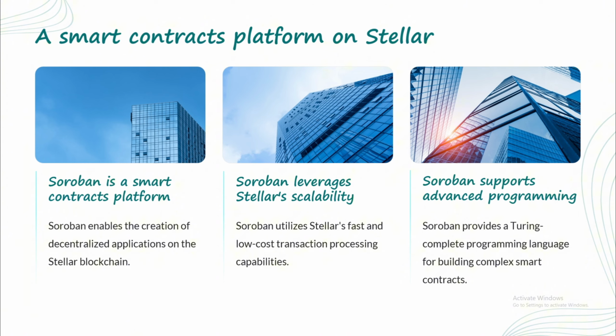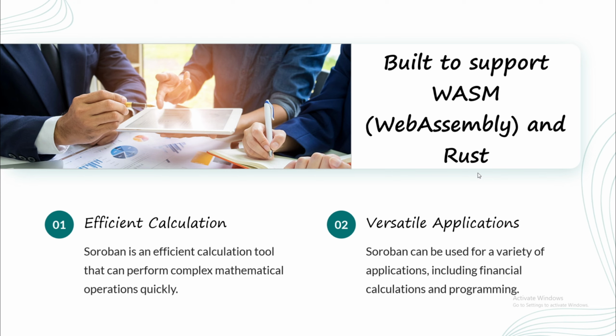Soroban is actually extensive, and the next feature is that Soroban is built to support WASM. So that means in the future, you could have many SDKs supported for Soroban, and also Rust as well. I actually became part of the Stellar developer ecosystem because of my love for Rust. It was just a hobby for me to try out something in Rust, and I fell into Stellar and I've never looked back. So efficient calculation and versatile application. Soroban can be used for a variety of applications, including financial calculation and programming.